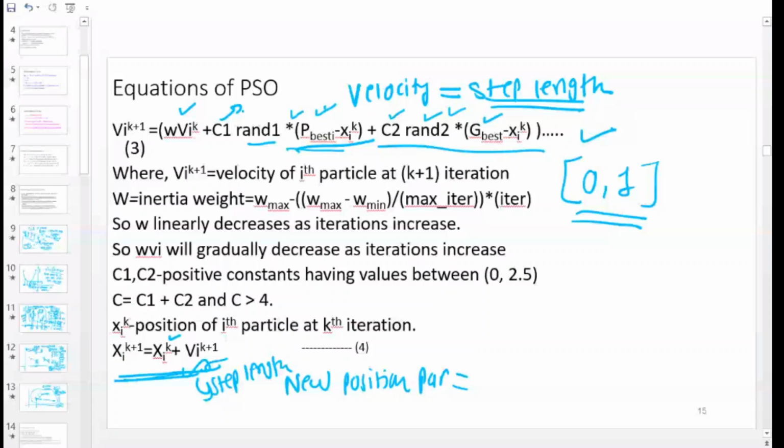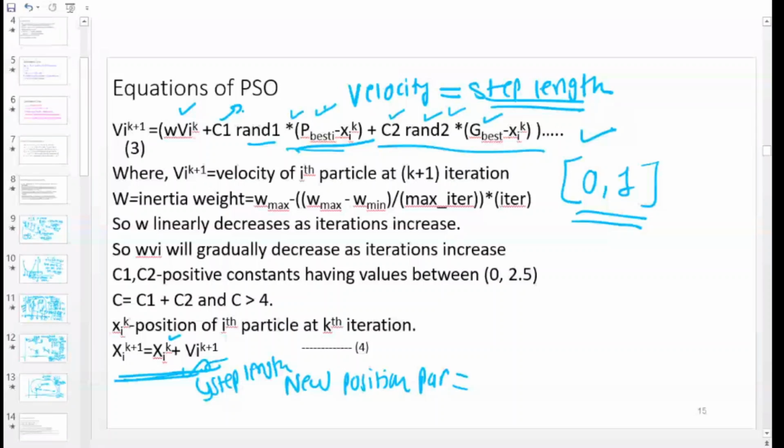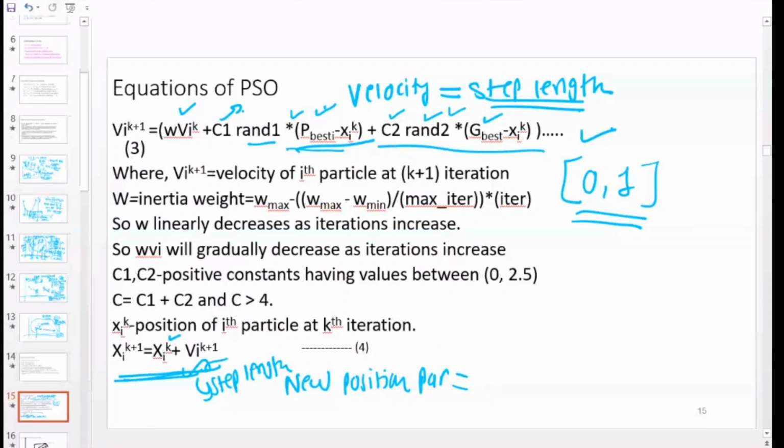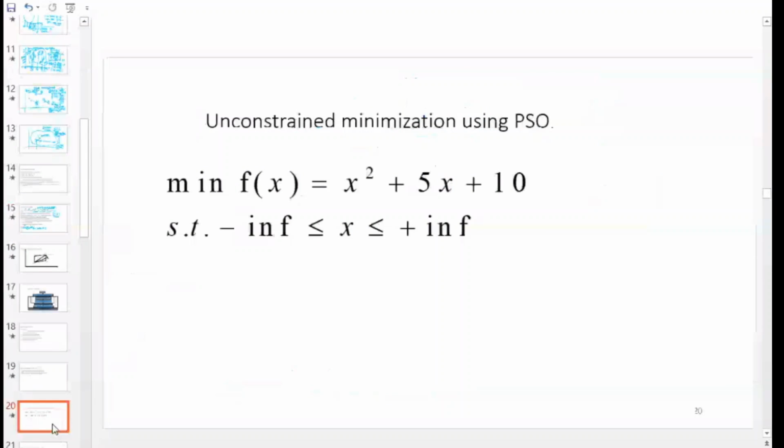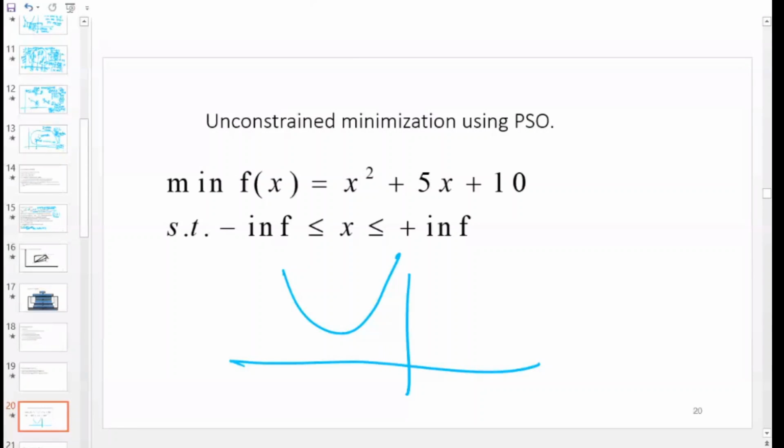Okay, so now let us see the sum. As I told earlier, in this case, we will minimize the objective function, that is x squared plus 5x plus 10, and x lies between its minimum value and maximum value. In this case, I have considered minus infinity to plus infinity, right? The graph of this function is this, right?